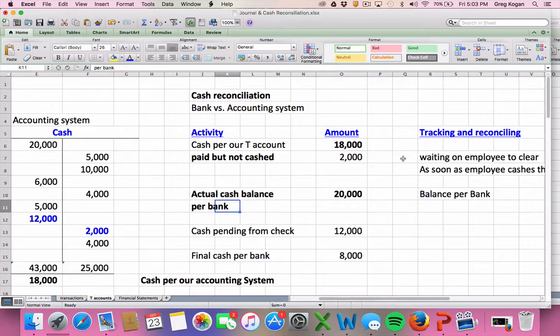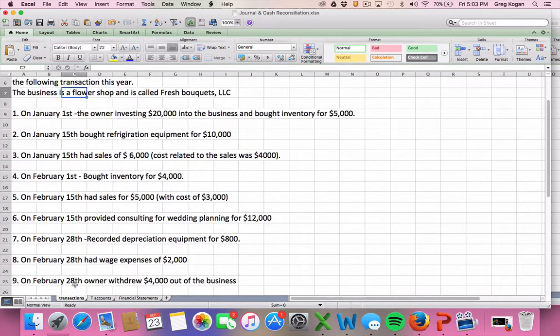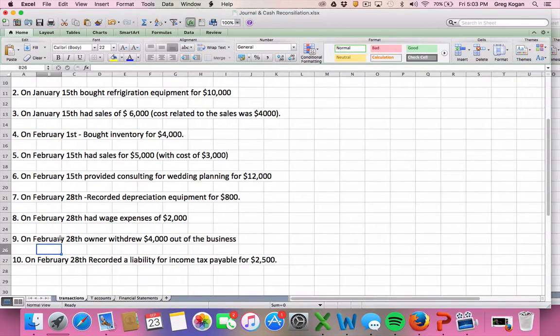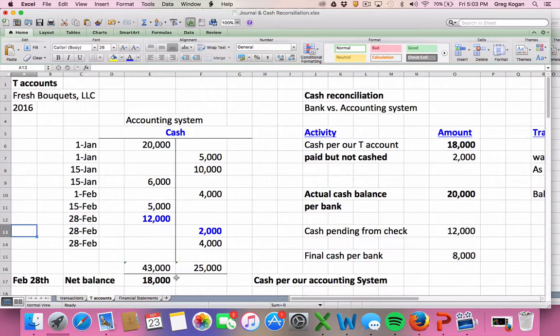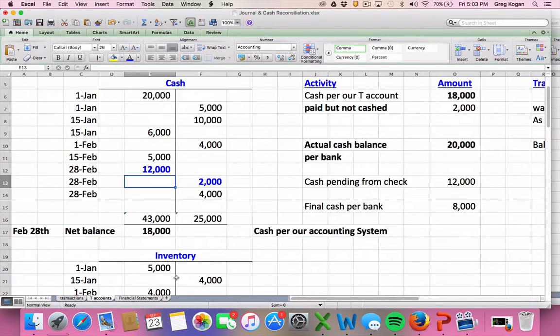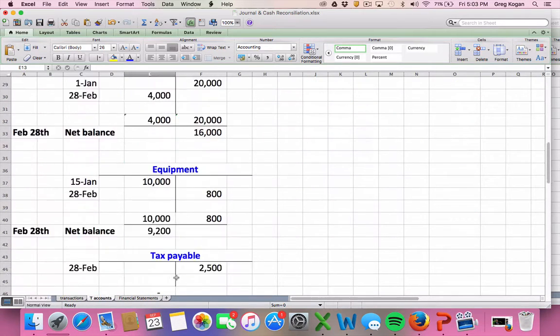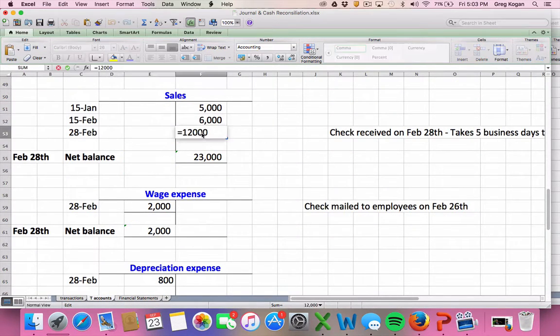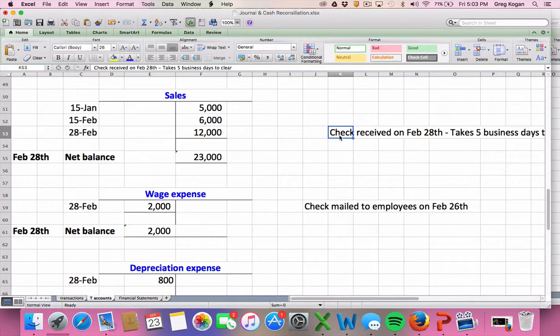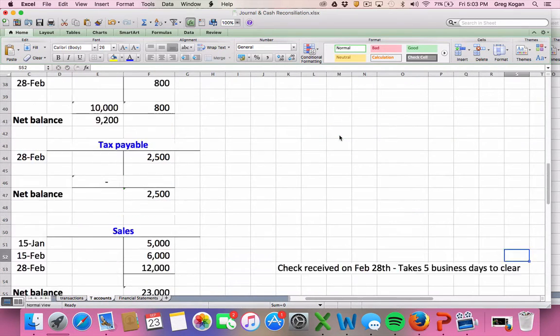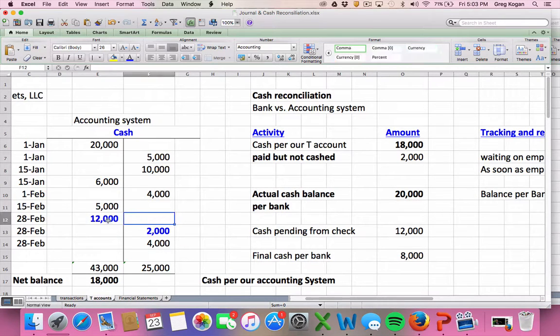So just with that, cash per bank would have been 20,000. But then we had this transaction, I think, also on the 28th, of receiving 12,000. We received 12,000. We got a check but it still hasn't cleared. Or maybe we recorded it because they agreed to pay the invoice, the check is in the mail, but we haven't received it yet. Or we got the check and put it in the bank, so we recorded the transaction, but cash is pending.